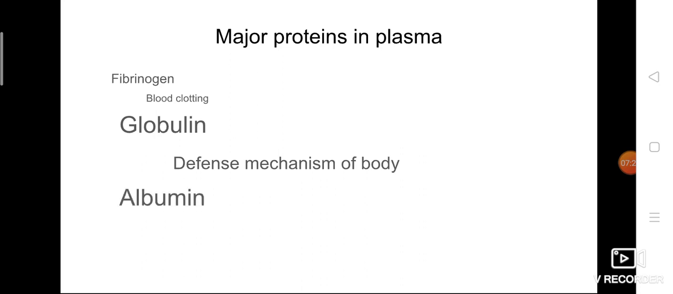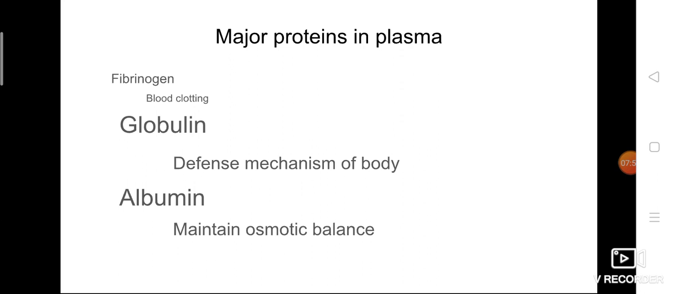And the third important protein is albumin. It maintains our osmotic balance. What do you mean by osmotic? That is water balance. It maintains the right amount of water in our blood. We know that plasma contains 90% of water which is responsible for the blood fluidity, isn't it? So that 90% of water is maintained by this protein albumin. So these are the three important proteins which are present in plasma.